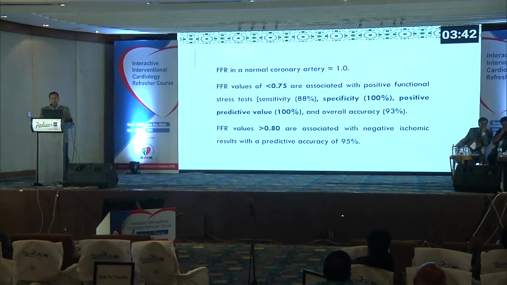So, FFR, when it is 1, is taken as normal. Several data have proved that when the FFR value is less than 0.75, it is equal to an ischemia producing lesion, and its specificity is 100% and predictive value is 100%. And when it is more than 0.80, the negative ischemic result predictive accuracy is more than 95%.